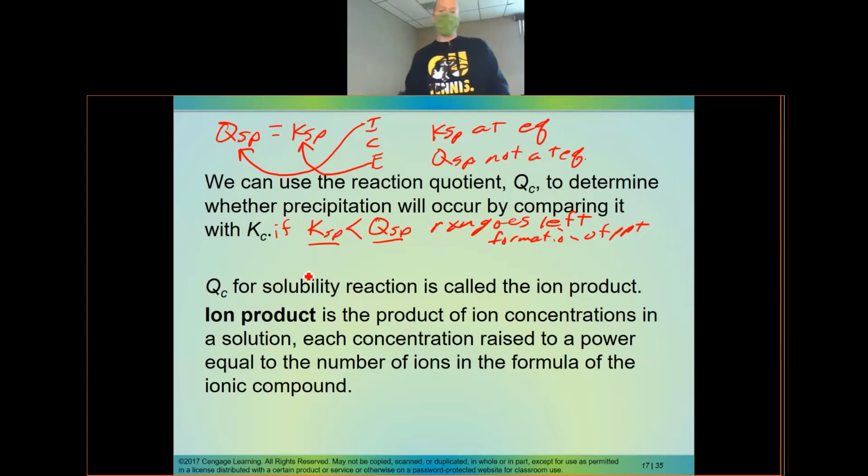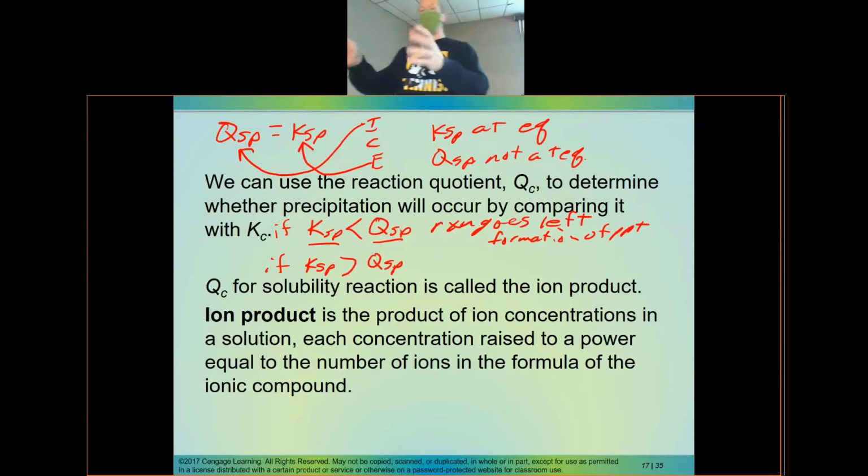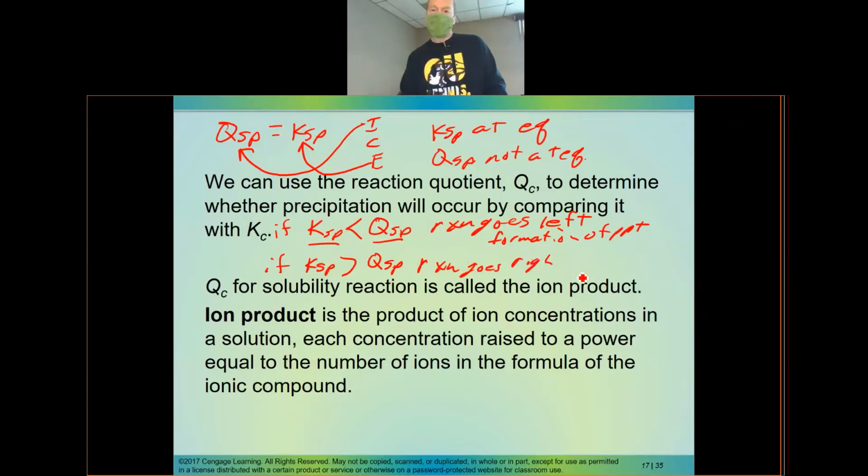Now, of course, the other choice is if your KSP is greater than your QSP. Now your QSP is too small. The numbers are too small. We need bigger numbers. It has to go to the right in order to get bigger numbers. And so again, if you write the KSP first, it will point you in the right direction. It goes right, and that means that you're going to have no precipitate. So only when you're going to the solid on the left will you have a precipitate. When you're going to the right, you are not forming a precipitate.